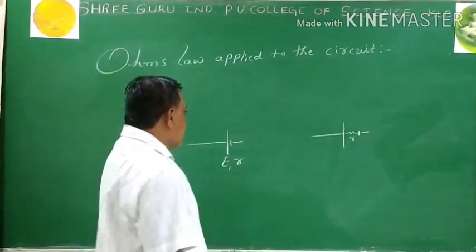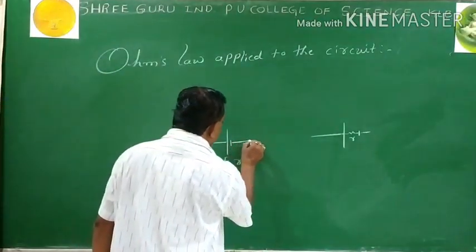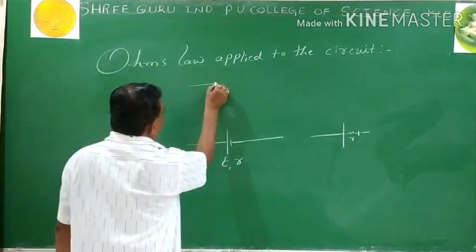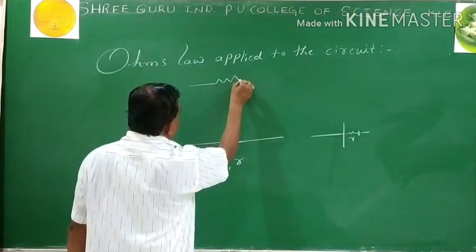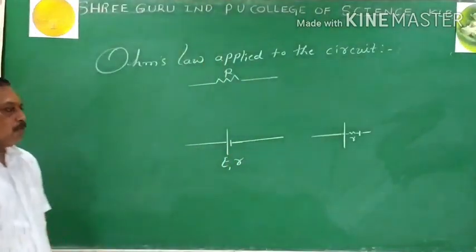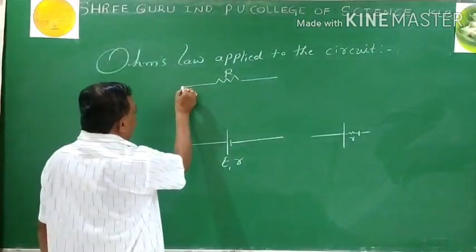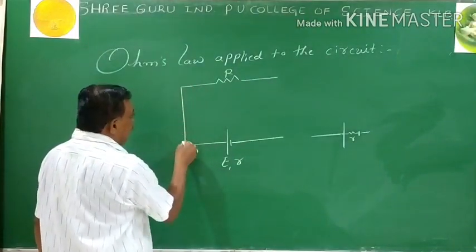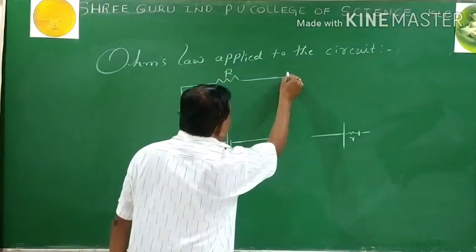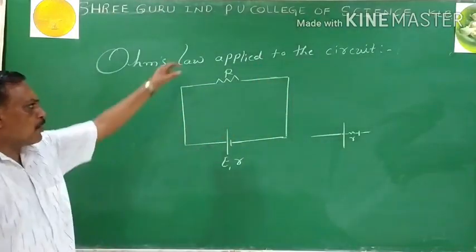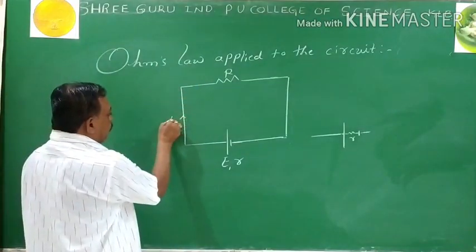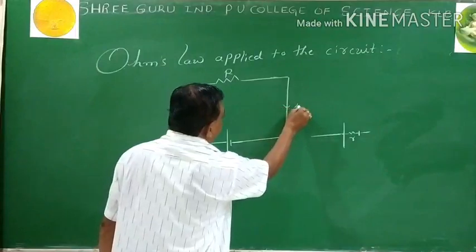Then to pass the current, I need a conductor. What is that conductor? Wire. Every wire has its own resistance. Now this is the external resistance. To complete the circuit, I have to connect one end of the conductor to the positive terminal and the other end of the conductor to the negative terminal. The circuit is complete. There is a closed path for the current, that is called a circuit. The direction of the current is from positive to negative.